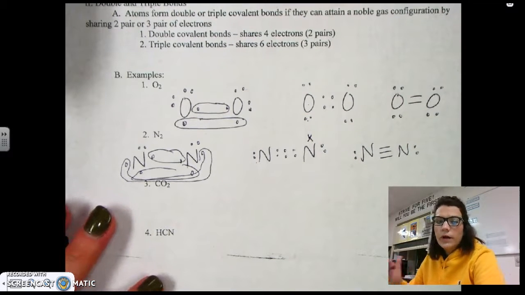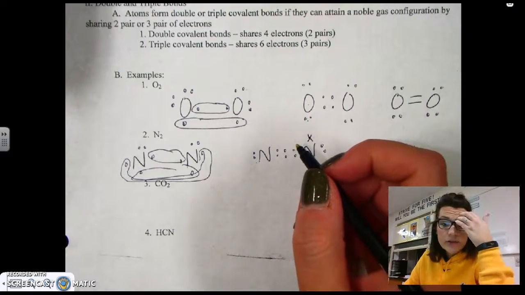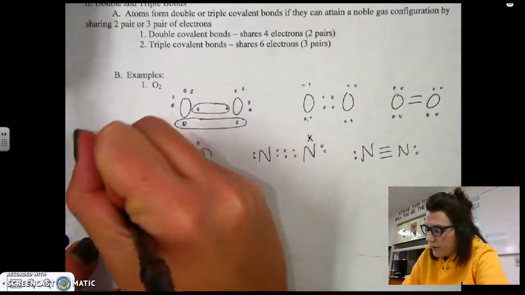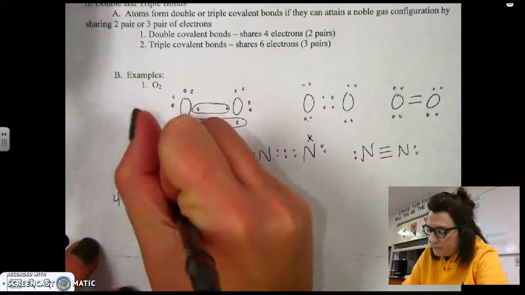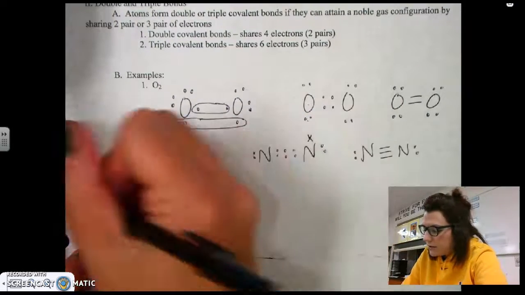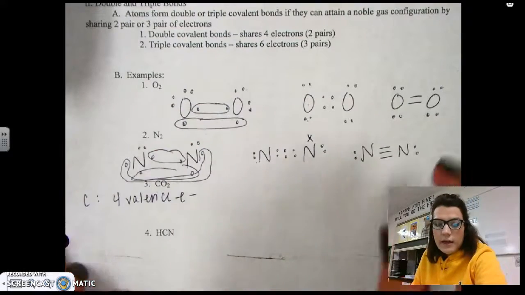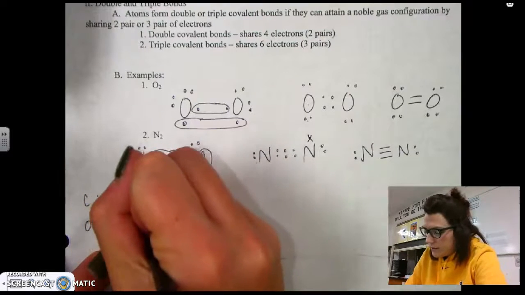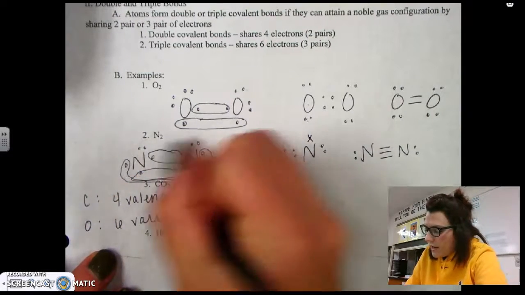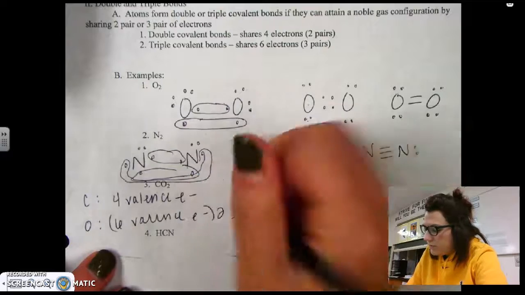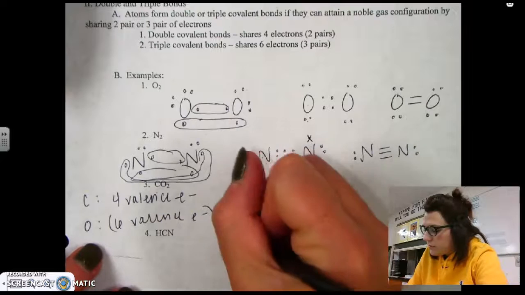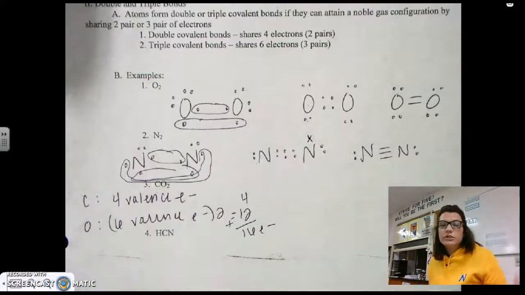Let's do one more, carbon dioxide. There's another way that you can do this. You can say, okay, I have carbon who contributes 4 valence electrons, and then I have oxygen that's contributing 6 valence electrons, and I have 2 of those, so that's going to be 12, right? So 4 plus 12 is 16 electrons. So this structure should have 16 electrons.